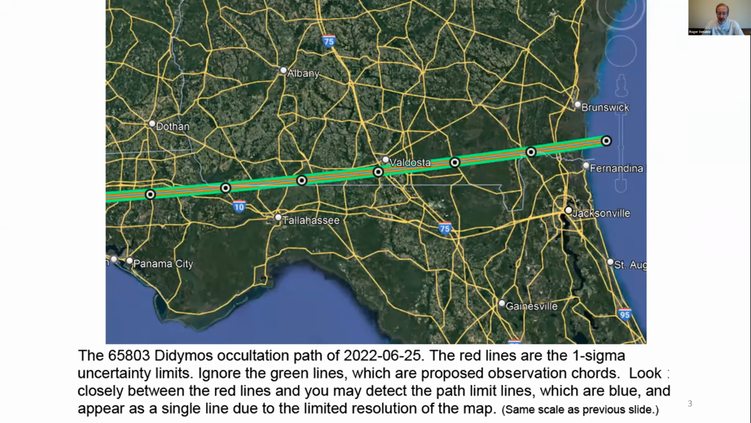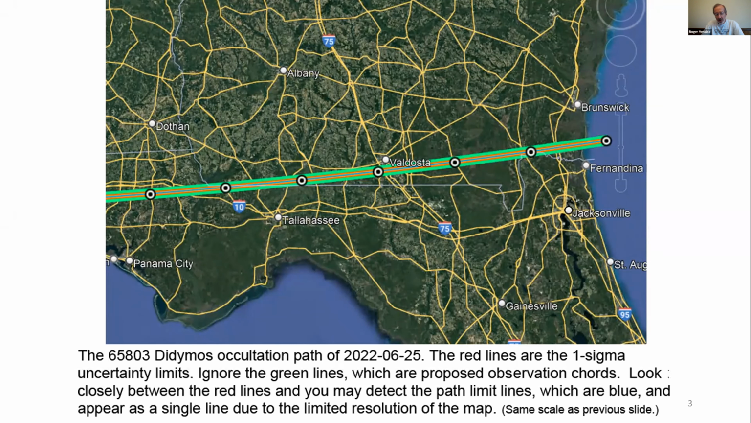The path here is that of the near-Earth asteroid Didymos for an occultation on June 25th of this year. Ignore the green lines. Those are just for observers' coordinate assignments. The important lines are the red lines narrowly seen amid the green lines. Those red lines are the 1 sigma limits. The actual path edges may be difficult to see at this resolution. The path edges are the blue line between the two red 1 sigma lines. The blue lines appear as one line in this view due to the limitation of the map's resolution.